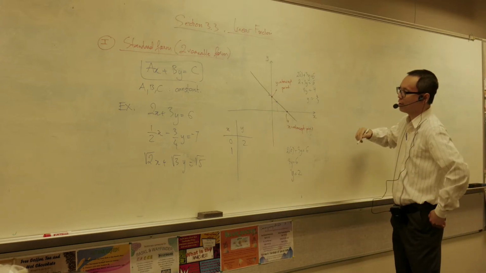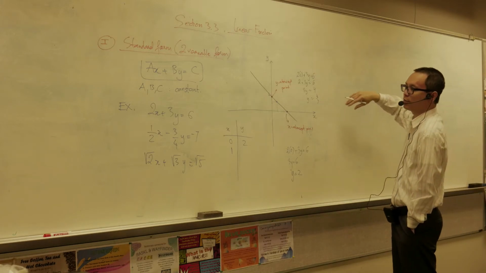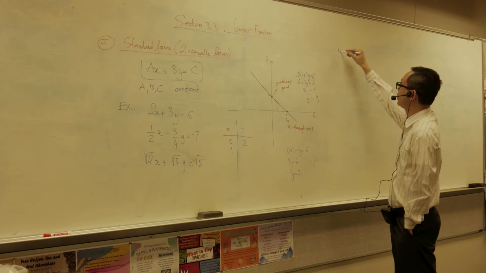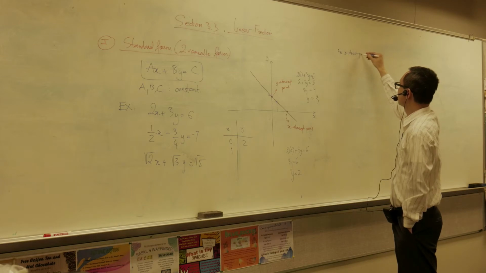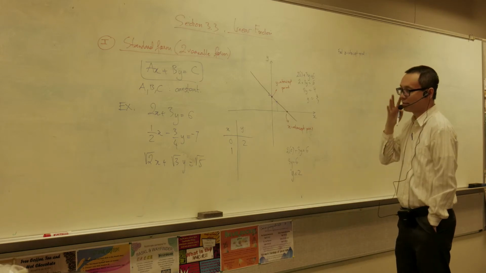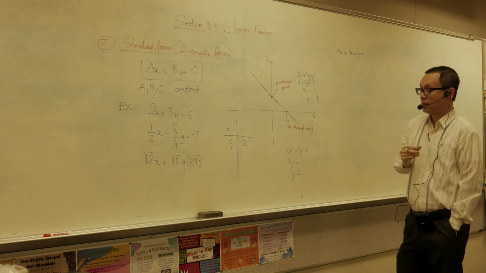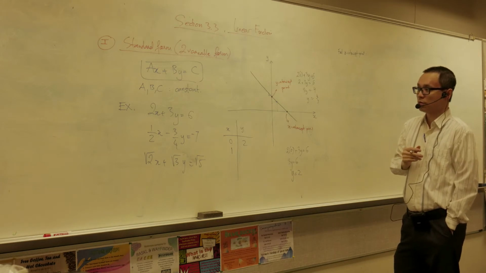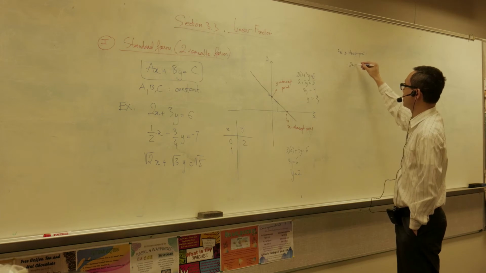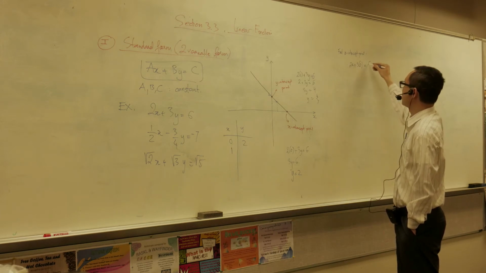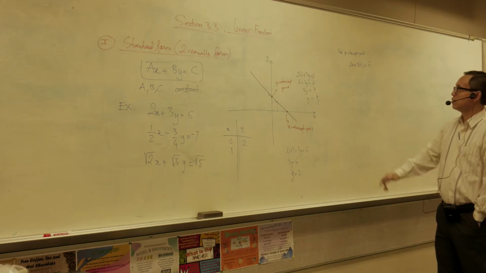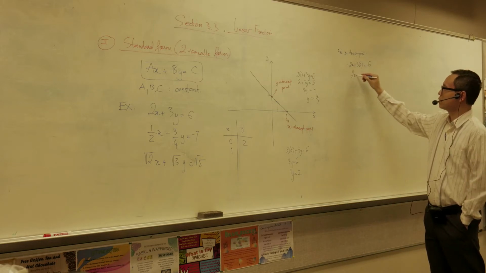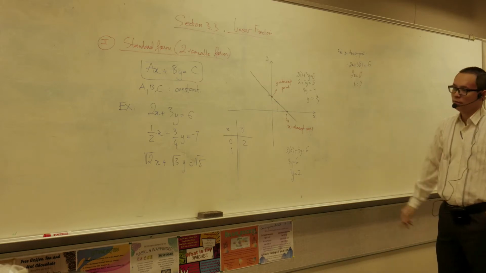Okay, so let's redo that again over here for this linear equation, linear function. So let's find the x-intercept point. This is the concept we learned last time. So I'm going to replace y with 0. So it's going to become what? 2x plus 3 times 0 equals 6, right? And we have 3 times 0 is 0, so you have 2x equals 6, x equals 3.